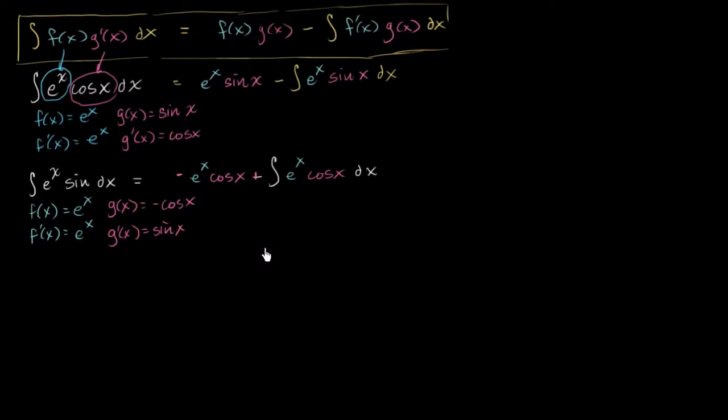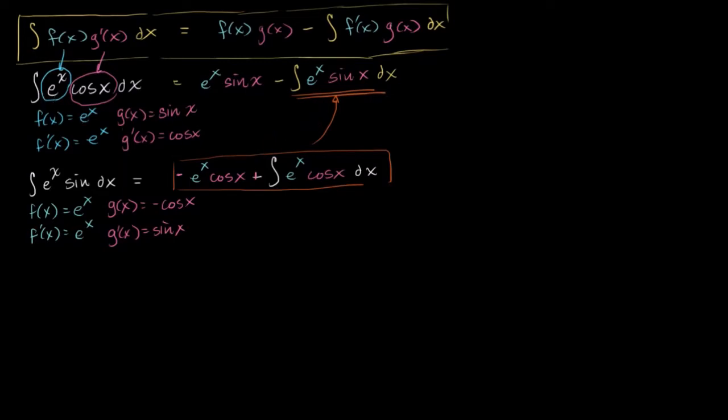And you might say, hey, Sal, we're not making any progress. This thing right over here, we have now expressed in terms of an integral that was our original integral. We've come back full circle. But let's try to do something interesting. Let's substitute this for this in our original equation, and let's see if we get anything interesting.